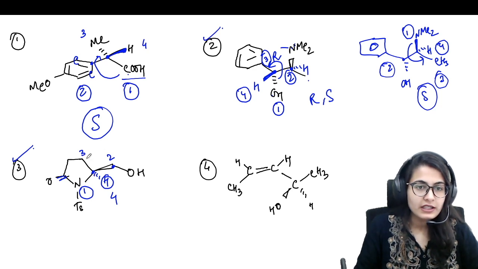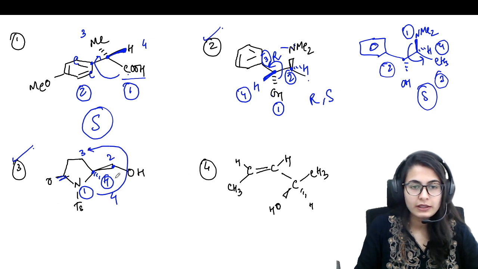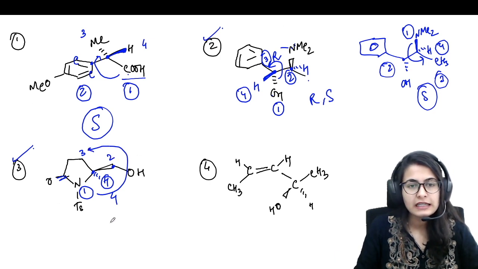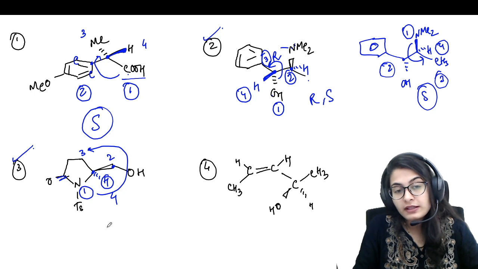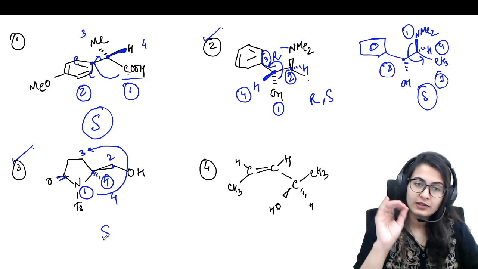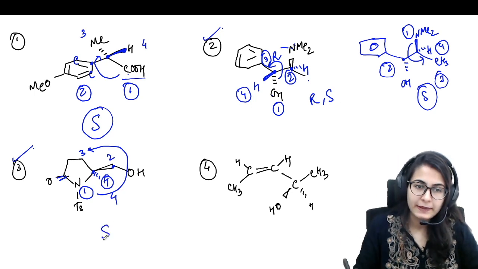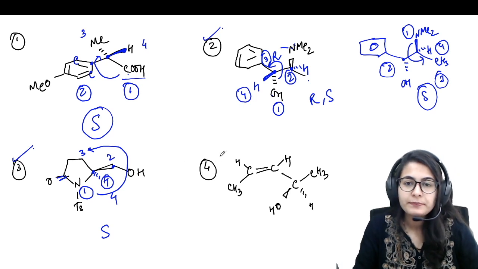So 1, 2 and 3, as you can see, 1, 2 and 3. When you count 1 through 2 and 3, you don't see the 4 in between, right? So 1, 2, 3 is anti-clockwise. It will be S as it is because the hydrogen is still below. So I just hope you get the point.